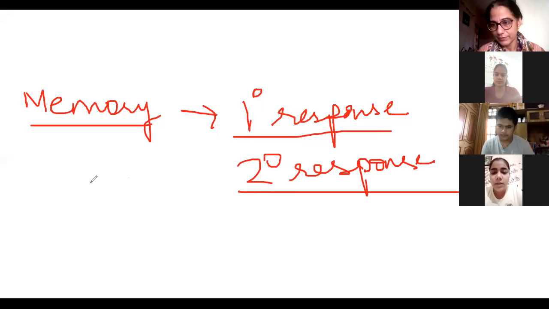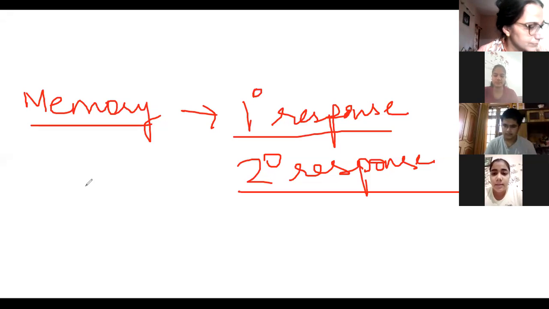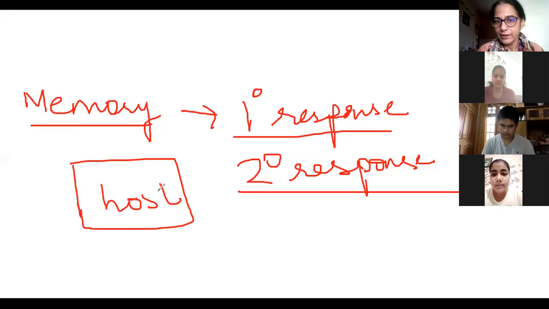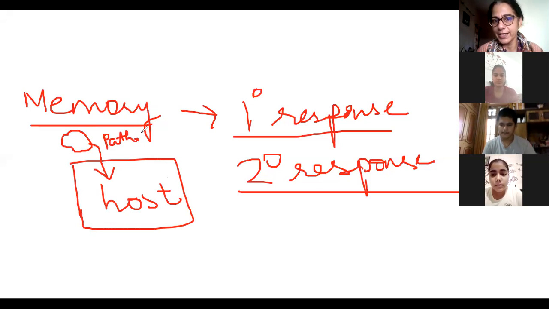Primary response has low intensity, whereas secondary response has high intensity. Okay. Anything else? Suppose this is a host cell, right? Here is a virus. It is entering into our body. This is a pathogen, or you can say this is an antigen, right?